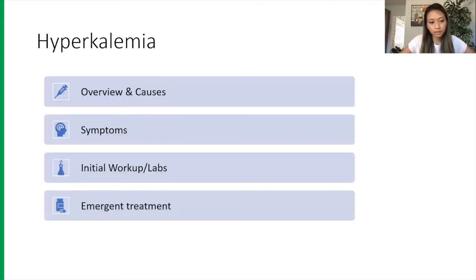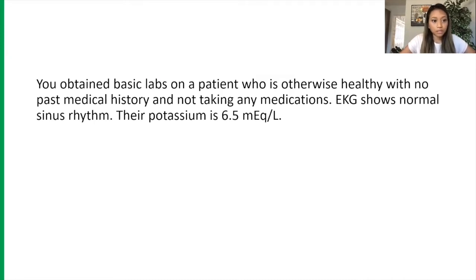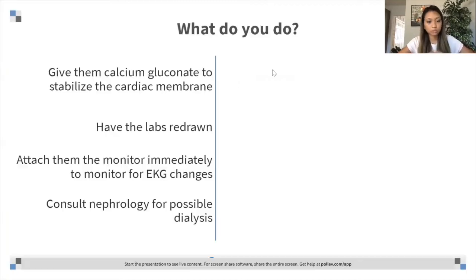So hyperkalemia. Here's a question. You obtain basic labs on a patient who is otherwise healthy with no past medical history and they're not taking any medications. EKG shows a normal sinus rhythm. Their potassium is high, it's at 6.5. What do you do?